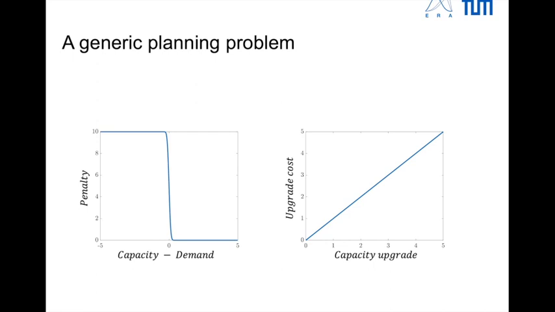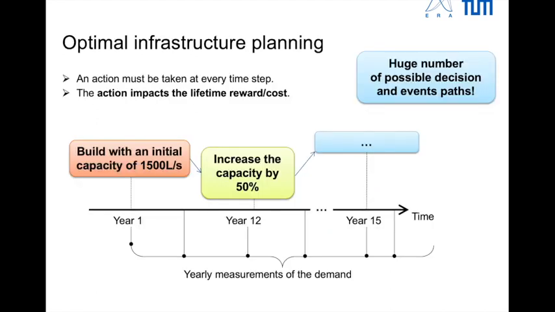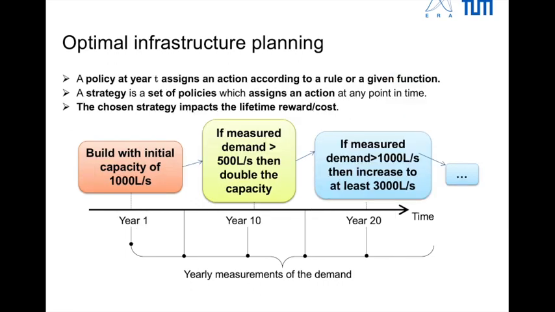Here we consider a fully flexible system, which means that the upgrade cost will vary linearly with the amount of capacity that we want to add to our system. In our problem, we have the opportunity to take an action at every time step. This action will eventually impact the lifetime reward cost, whether it's increasing the capacity or just leaving it as it is. Obviously, the number of possible decision paths is huge.